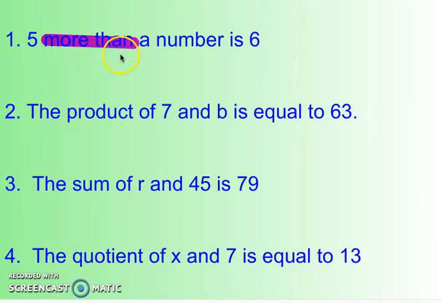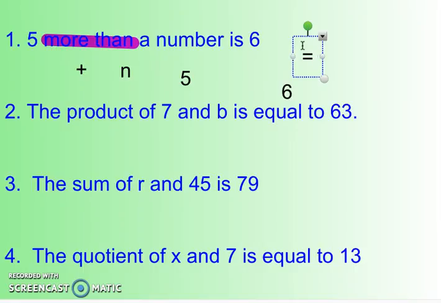Okay, so 5 more than a number is 6. So we know for sure that we need addition in here. And we know that there's something missing. So the missing number, we could use n, we could use any letter for that variable. And then our two numbers that we have are a 5 and a 6. And then we have the word is. And actually, is means equals. And now we just need to figure out which order to put all these in.